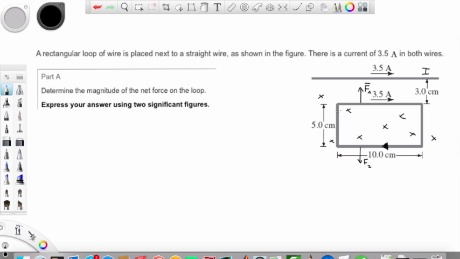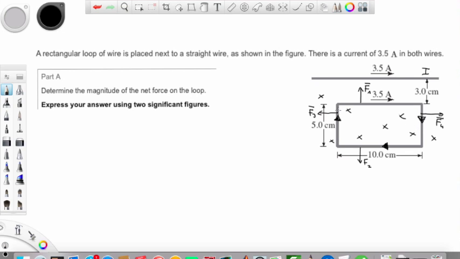Although the side connectors or side conductors are perpendicular to this wire, it doesn't mean that there wouldn't be any force. So the current is going in this direction here. So L cross B in that case would mean that there's a force in that direction, F3. And the opposite is true in this case. L cross B gives a force to the right.